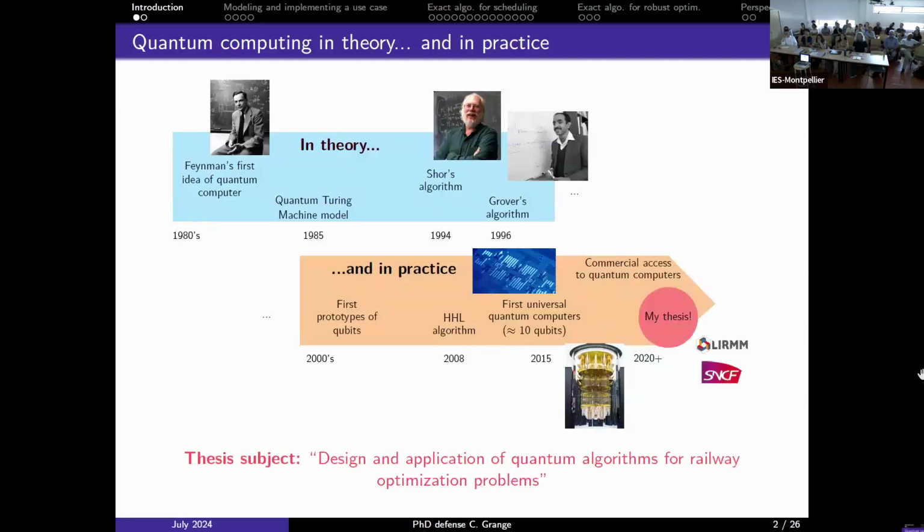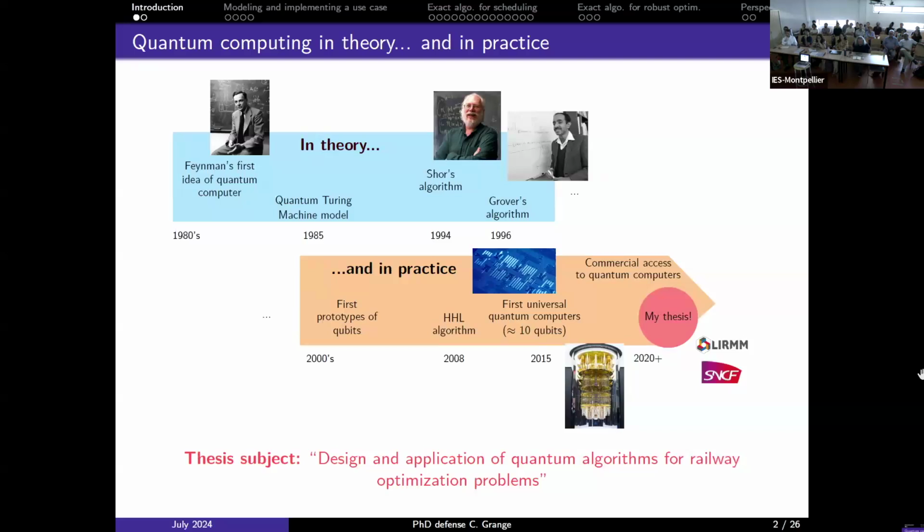And this is why I've done this thesis between SNCF and LIRM, because now we can try to understand better and to apply quantum algorithms on the real hardware. So the subject of my thesis is exactly design and application of quantum algorithms for railway optimization problems.